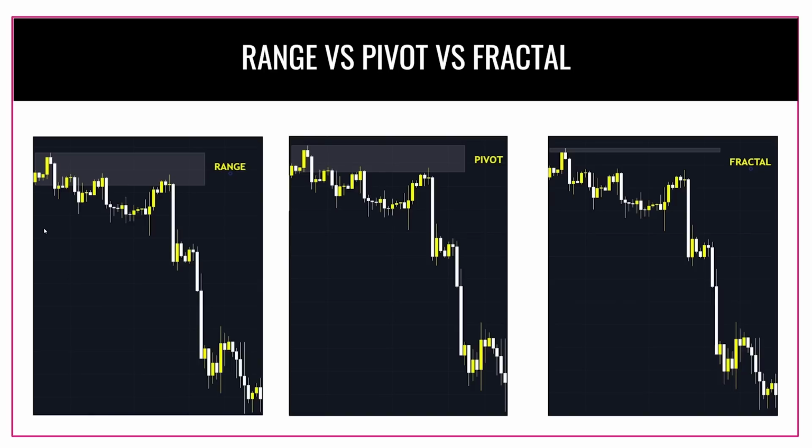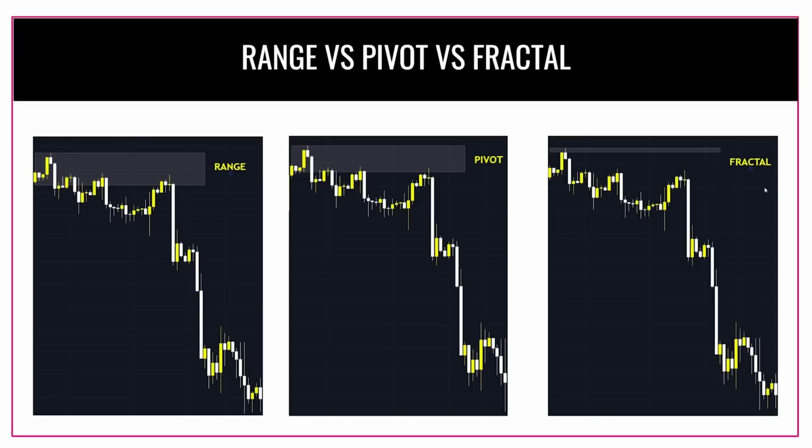Now I want to break that down just so you can see a little bit clearer. A range supply zone takes the entire range up before the price rejected down. This zone is where you want to look for sell orders. You can see as price came in here, tapped it, and cascaded down. The pivot just takes into account the last candle. It's a little bit smaller than the range zone and gives you a really good risk to reward ratio. Getting in here, taking the trade down to here.